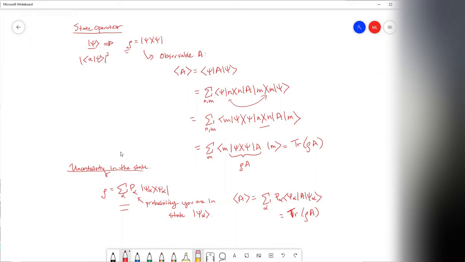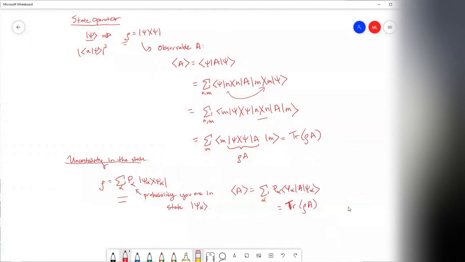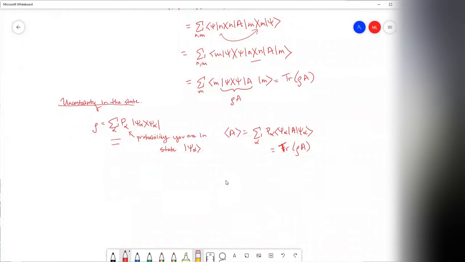We'll do examples. We'll talk about rho in a lot of detail. But that's the basic idea: instead of just a ket, you can now have a probability distribution over being in any number of kets. All right, so that's the definition of rho. This is a general one, and now we can talk about the properties of rho. There's a couple.